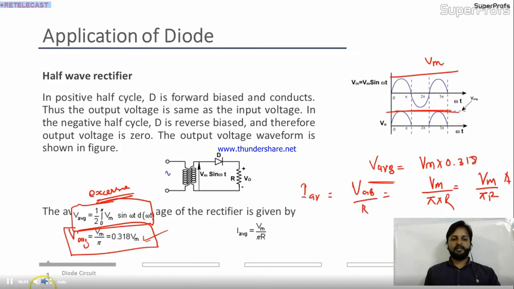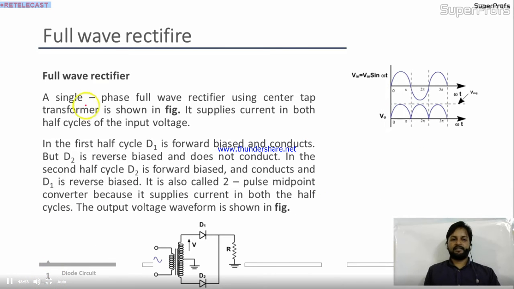Now we'll switch to the full wave rectification. What is the full wave rectification? In the full wave, the entire sine wave or input wave will come to the output, but in this way. In the positive half cycle, you will get some output, and in the negative half cycle, again you will get some output. In the half wave rectification, in the negative half cycle we were getting zero output, but here we'll get something. Is it okay?